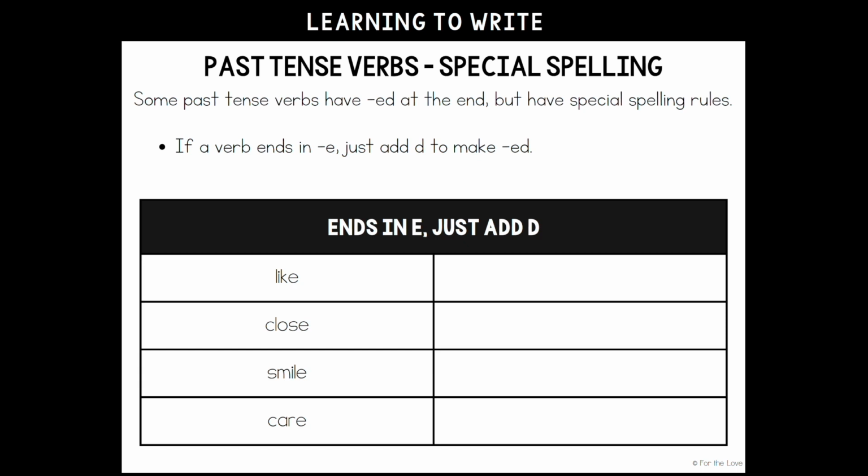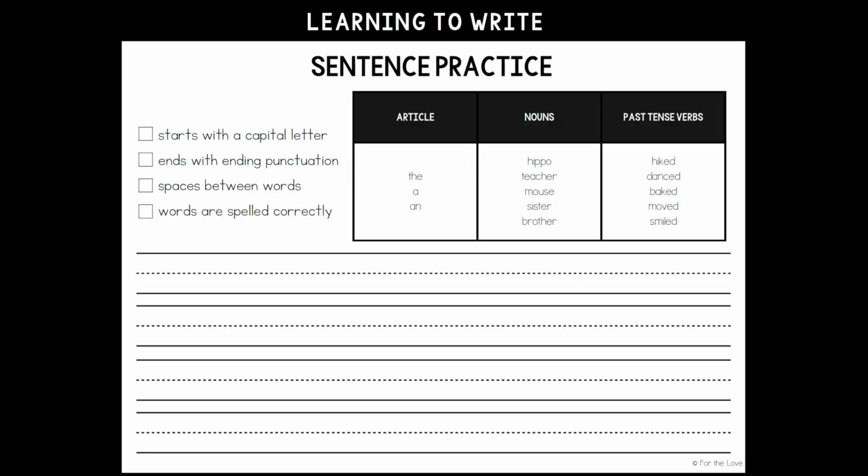We are going to follow the same routine for each of the special spellings of past tense verbs. So on this page, students are just adding D to verbs that end with E. So like becomes liked, close becomes closed, as you see. Again, you can print this out for students or they can copy it into their writer's notebooks. Here are the past tense verbs. And then we have our sentence practice, the mechanics checklist, the word bank, so that students can get writing sentences as quickly as possible.